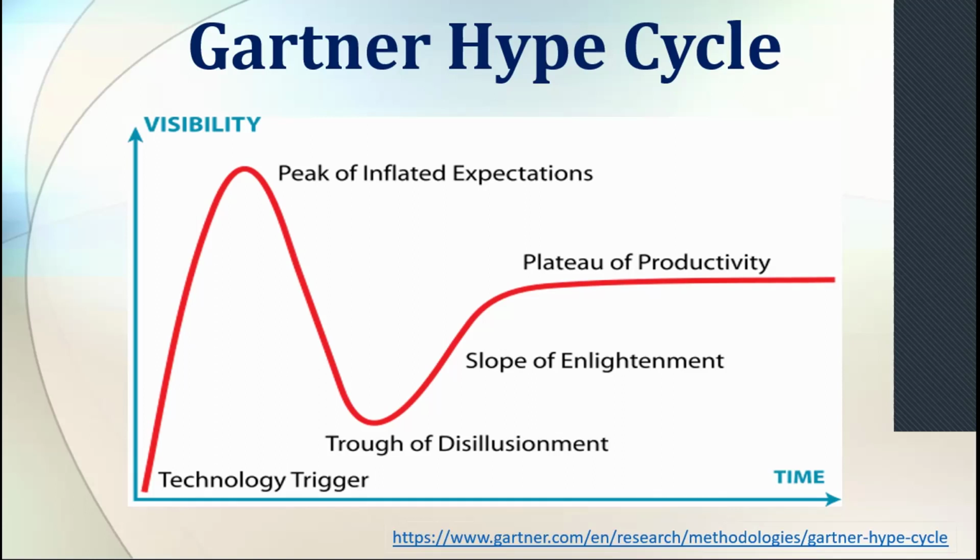Slope of enlightenment: oh, I'm improving. I'm understanding what it can and can't do. Now the plateau of productivity says, okay, I can apply this, use the right tool for the right job. I'm not going to use a ball peen hammer when I need a claw hammer or a sledgehammer, whatever it might be. I'm going to go in and figure out, okay, right tool, right job, understand its limitations.